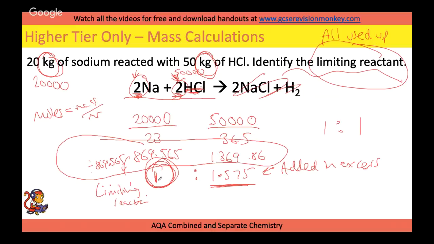And you would say the limiting reactant is sodium because 869.56 moles were all used up. Whereas the hydrochloric acid was added in excess because only 869.565 was needed because the ratio was 1 to 1. And 1,369.86 was actually added. So conclude in a sentence using the moles that you'd worked out here.